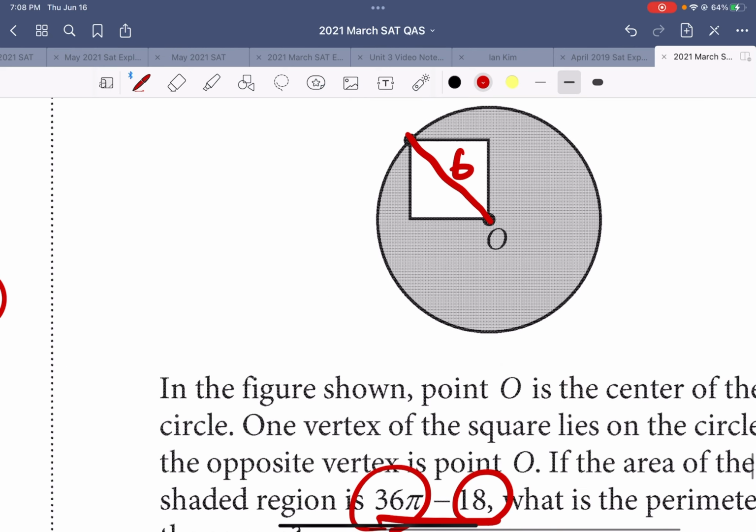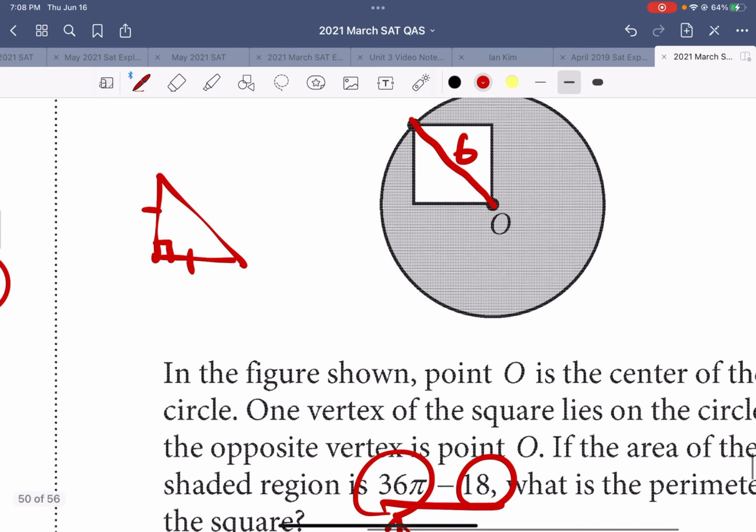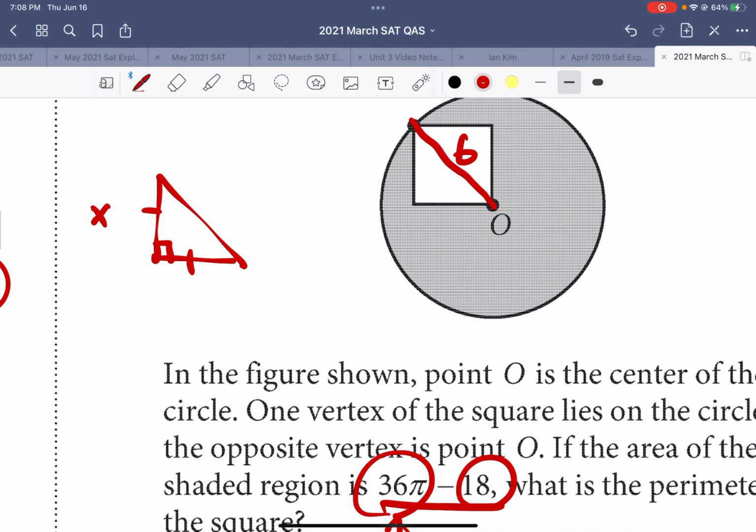This is 6. And then it said square. So if you think about the square, you can say it this way. For a right triangle with 45, 45 angles, the sides are x, x, and root 2 x, right? So you can say 6 equals root 2 x. Then when you divide by root 2 on both sides, x equals 6 over root 2.